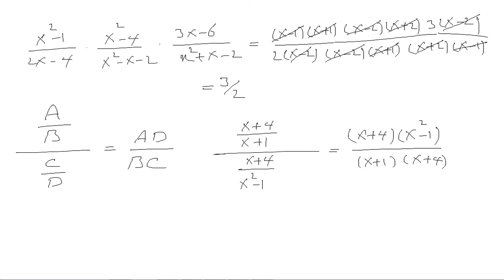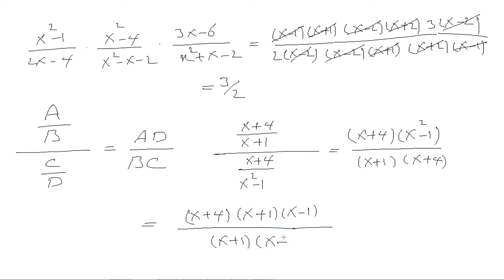Your next step would be to factor everything completely. So x plus 4 is irreducible, but x squared minus 1 can be written as x plus 1 times x minus 1. And then here you have x plus 1 and x plus 4 in the denominator. This cancels, this cancels, and I'm left with x minus 1. Okay, so that is how you do the multiplication and division operations for rational expressions. Now let's see how we add them and we subtract them.